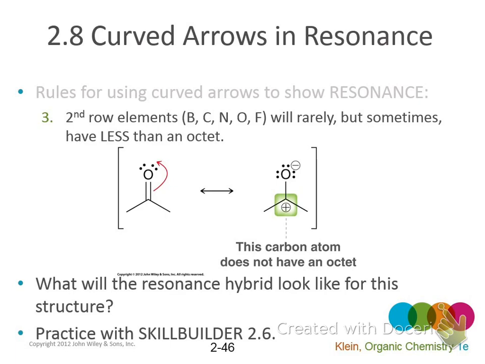Another general rule, okay? If you're in the second period, try not to have less than an octet. You can violate the octet rule by having less. And carbon is the one that does that the most for us. In resonance structures, it will often have less than 4 bonds. But not usually. Okay.